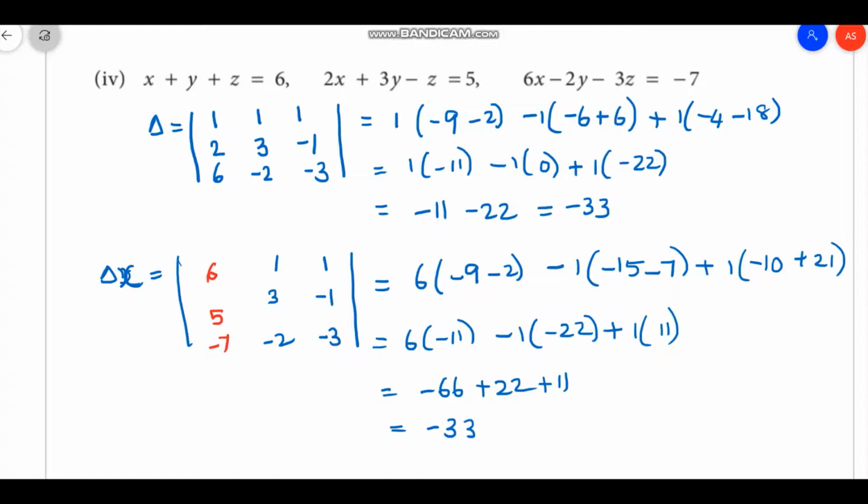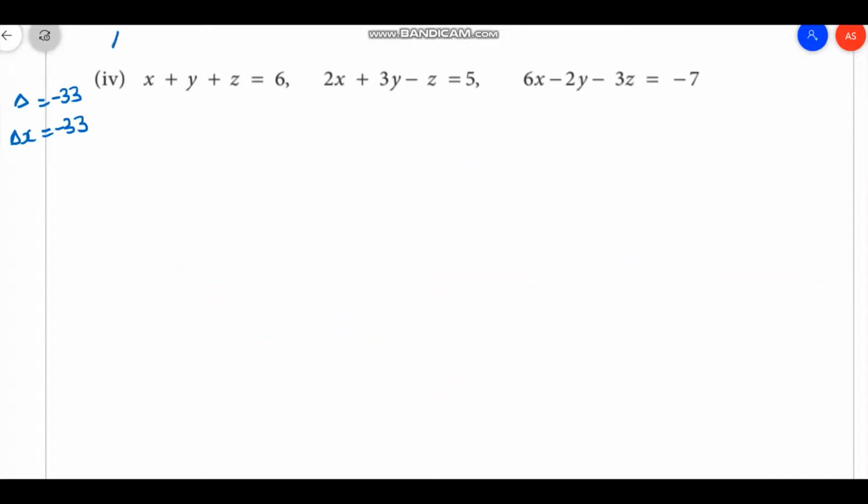Now we have to find the value of delta y. So delta y equals, the coefficients of x won't change. So 1, 2 and 6. The y coefficients will change, which is 6, 5, minus 7, and your z coefficients remain the same, which is 1, minus 1 and minus 3.